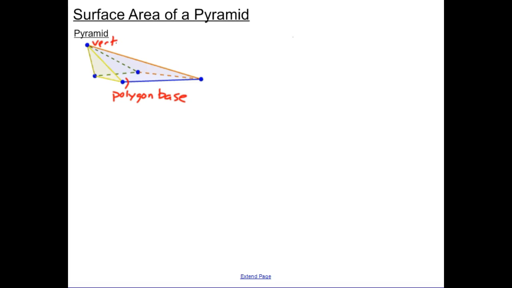The topic of this video is surface area of a pyramid. So what is a pyramid? A pyramid consists of a polygon base and a vertex, which is a point located not in the plane of the polygon base.